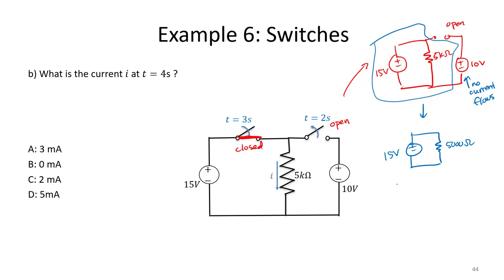All that's left is to solve. We determine that our current I, in this case, will be 3 milliamps. So once again, please don't be afraid to draw pictures. It really does help, especially with questions like this.